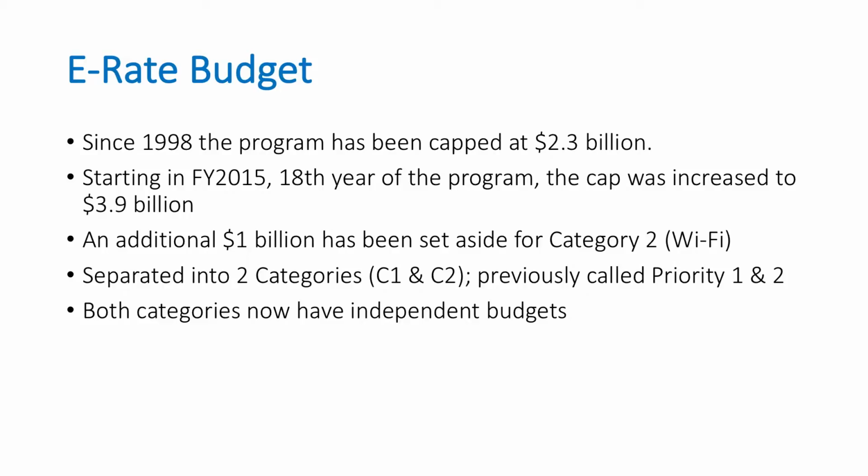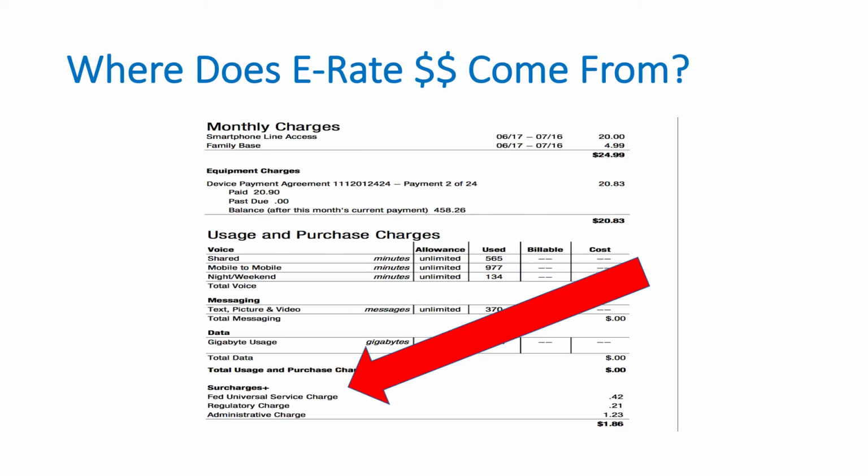However, they have independent budgets. So the Category 1 budget does not affect what is left over for Category 2. They are independent, which is a matter of if you're applying for Category 2, it's not a matter of if you'll get funded, it's a matter of when you'll get funded. So the purpose was to get that money dispersed across the country so schools can receive that internal connection expenses, help cover some of those. So that's kind of the background there.